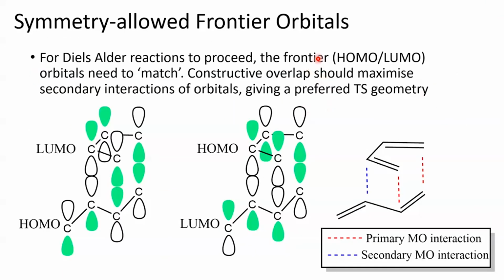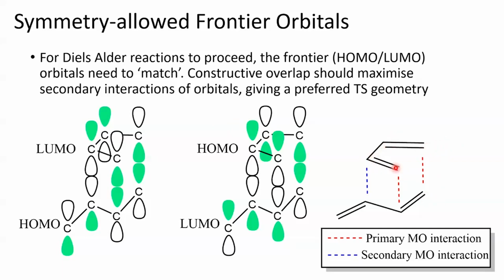So just to really cement what I've been saying, for a Diels-Alder reaction to proceed, the frontier orbitals, so this HOMO-LUMO interaction, need to match. That matching or constructive overlap needs to be maximized, which includes any secondary interactions of orbitals away from where the bonds are forming, and that gives you your preferred transition state geometry. Here's another example, just looking at 1,3-butadiene instead of our cyclopentadiene.